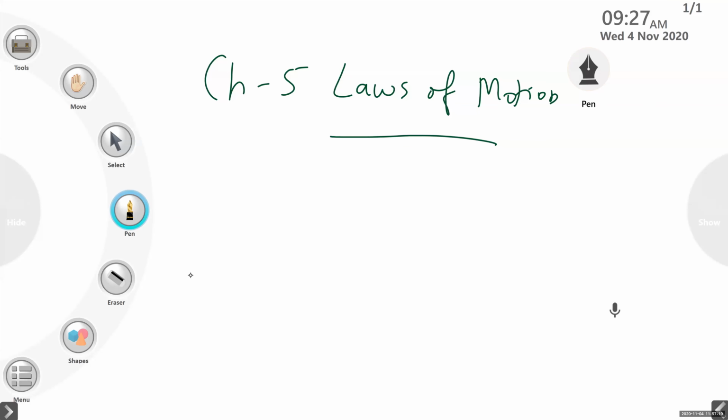So the first part of this chapter is a revision for you, what we have learned in 9th standard. You remember 3 laws, Newton's 3 laws. Anyone remember any of the laws? Newton's first law, Newton's second law, Newton's third law.